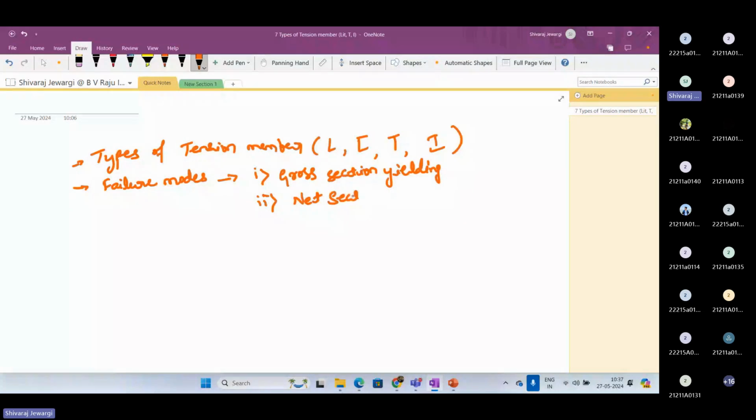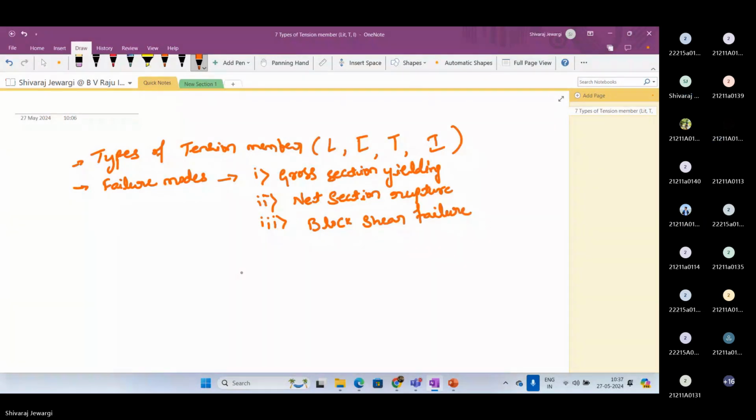Can you see the OneNote screen which I am writing? Yes, please respond. Can you see that I am writing notes? Can you all see this? Yes, hello sir, is the screen visible?